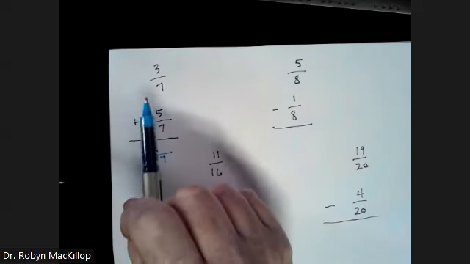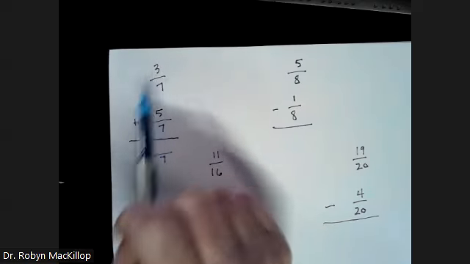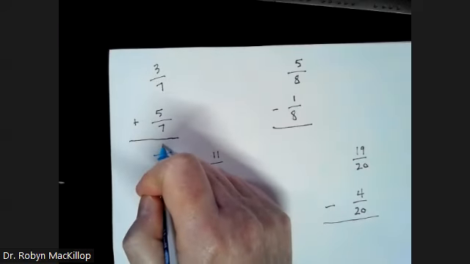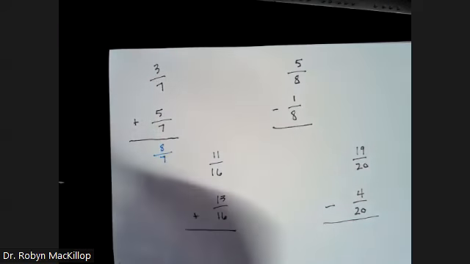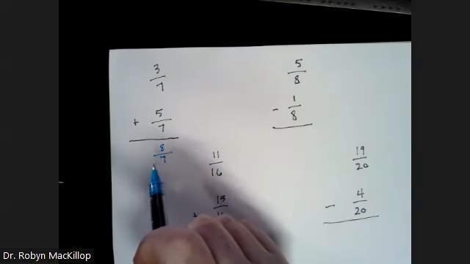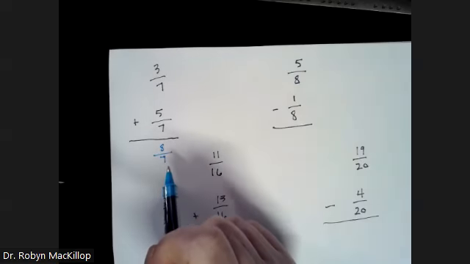And then you add the numerators together. 3 plus 5 is 8. 8 over 7. Now is the tricky part. This is an improper fraction. It's top heavy. The 8 is larger than the 7.